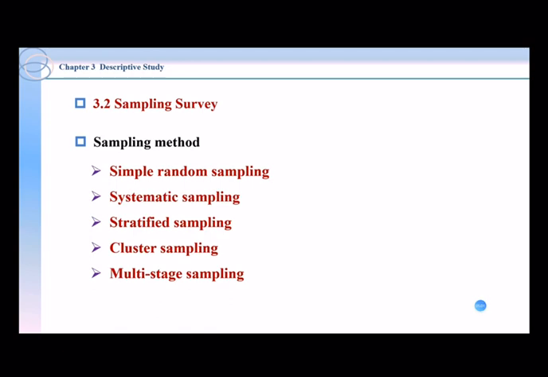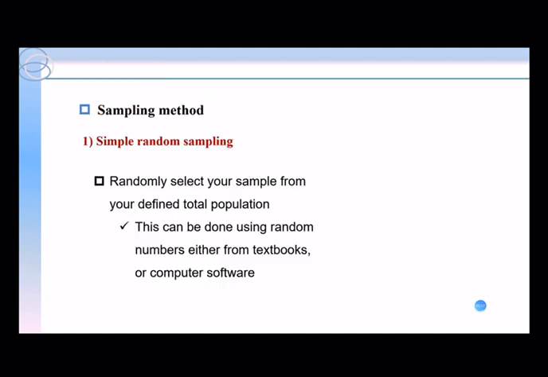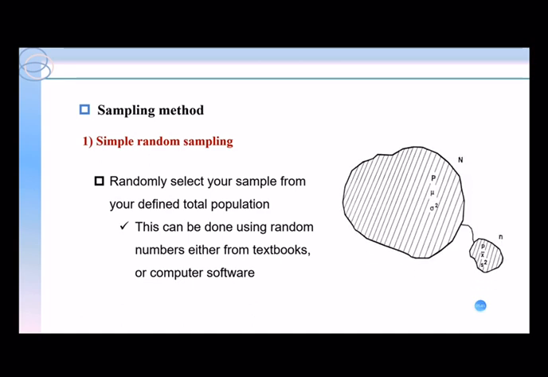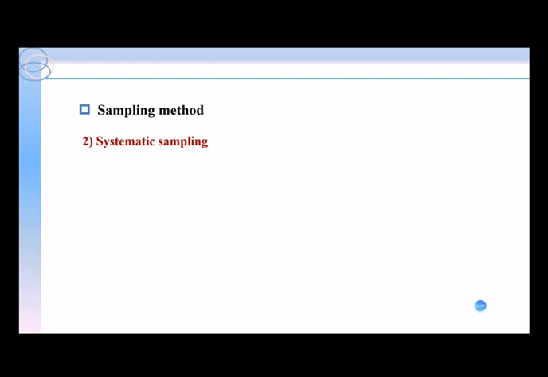So here are 5 commonly used sampling methods, including simple random sampling, systematic sampling, stratified sampling, cluster sampling, and multi-stage sampling. First one, simple random sampling. This method randomly selects our sample from the defined total population, and this can be done using random numbers, either from a textbook or computer software. As long as it's random, no matter what random method you use, as long as it can be randomly selected from the entire study population, it will work. The second method is called systematic sampling.